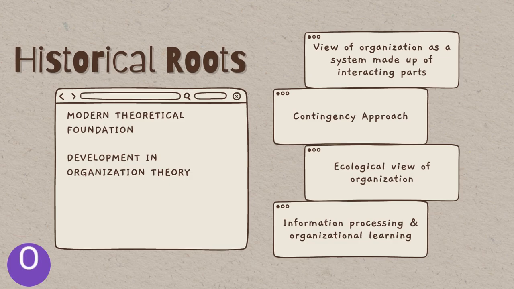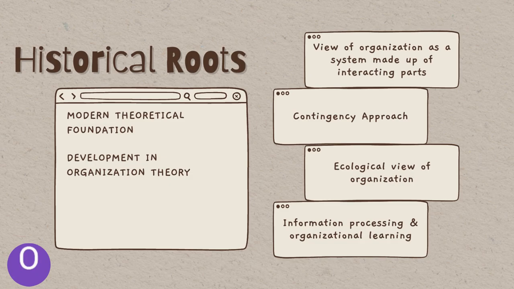Organizational context, design, and culture. Historical roots. Chester Barnard said in his book, The Functions of the Executive, that a formal organization is a system of consciously coordinated activities of two or more persons. People, not the boxes, make up a formal organization.